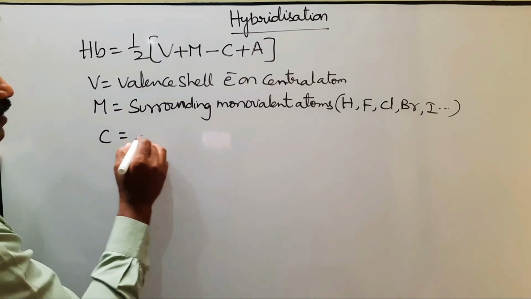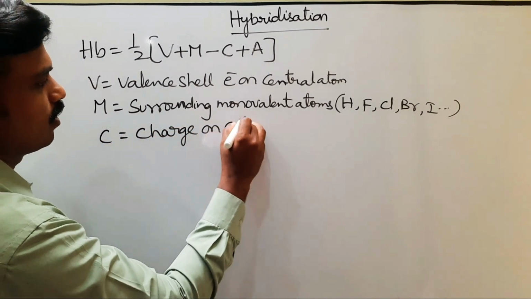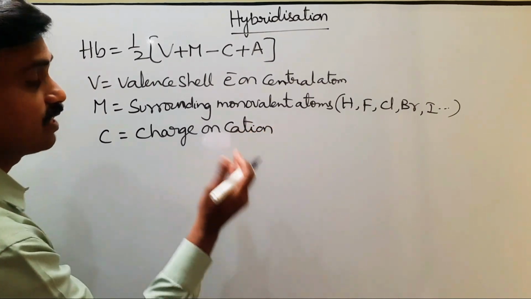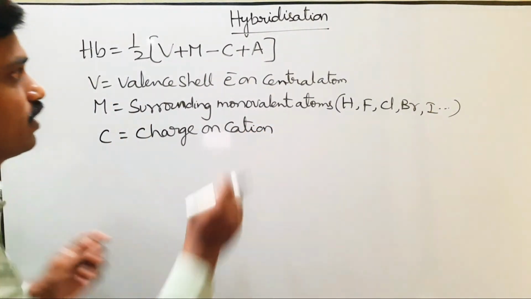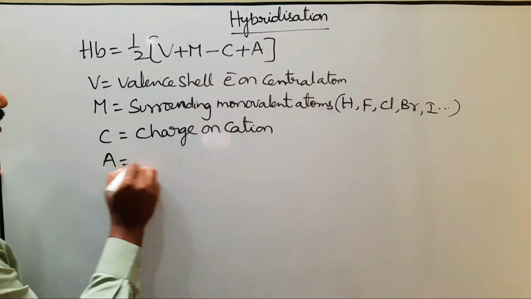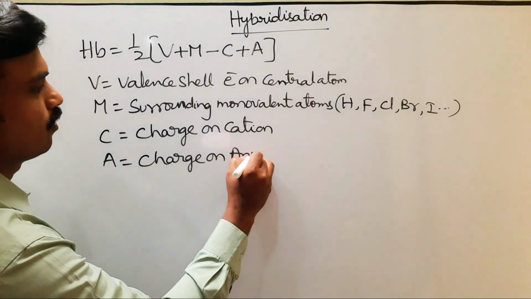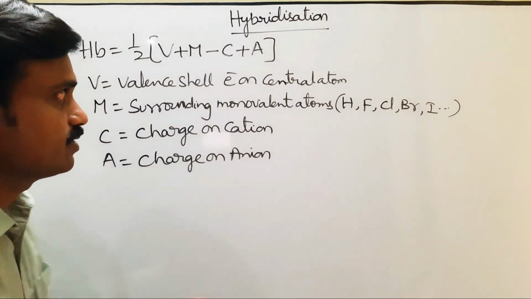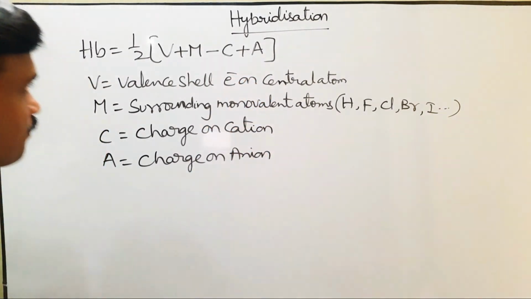And look at C. C is the charge on the cation. Suppose a cation is there in the given molecule; for that positive charge, we have to take the negative sign. A is the charge on the anion. If any negatively charged ion is there, we have to take the positive sign with that negatively charged ion.